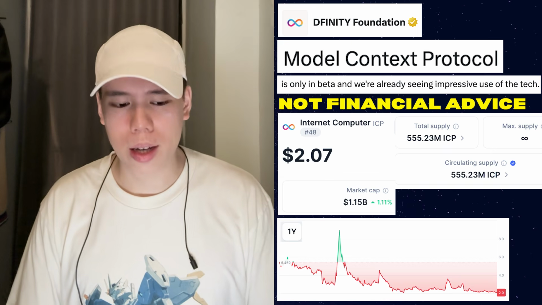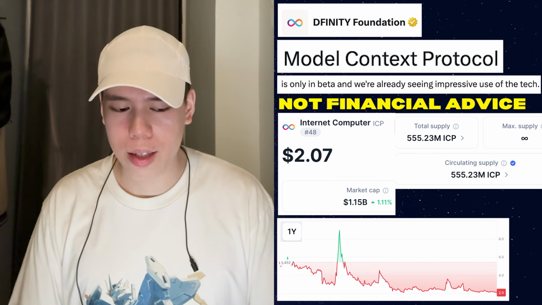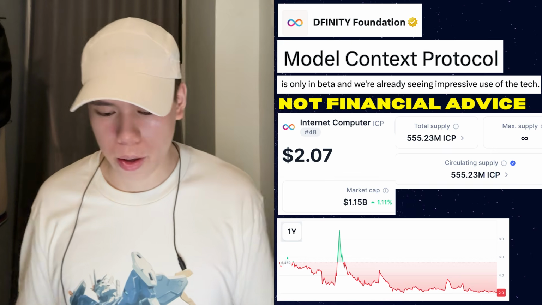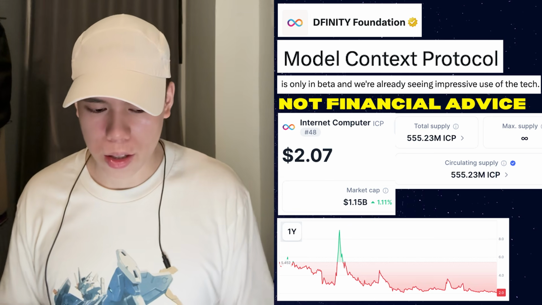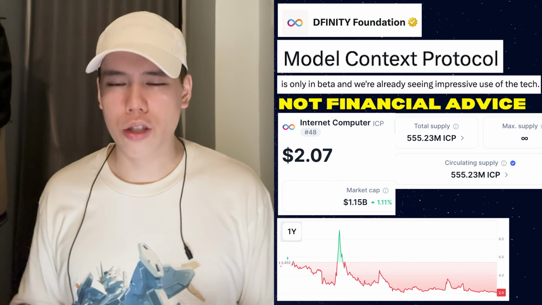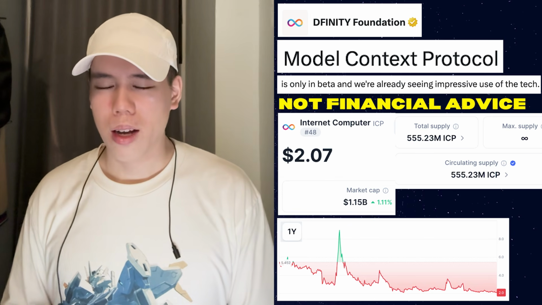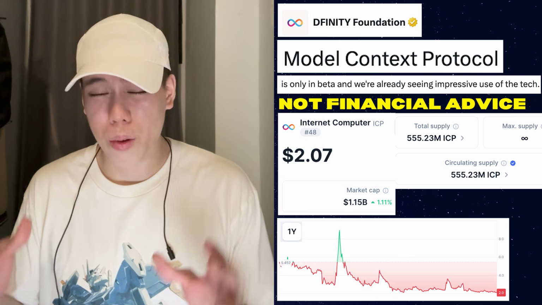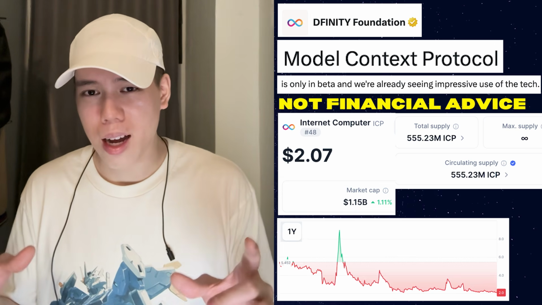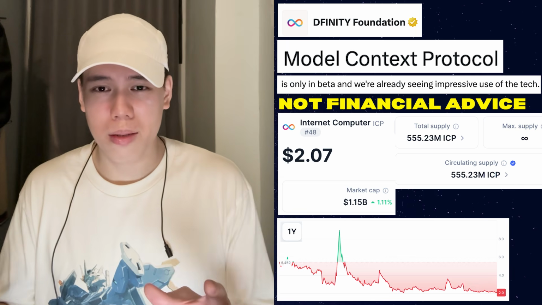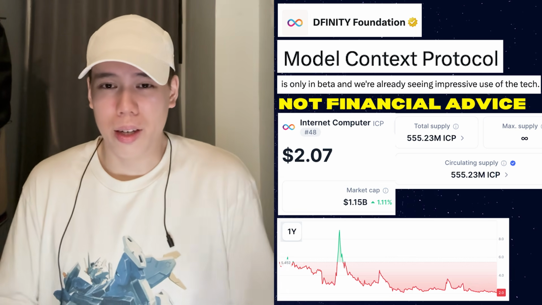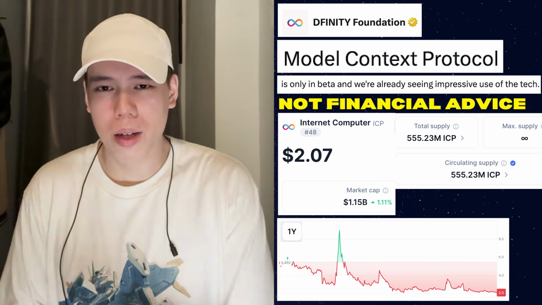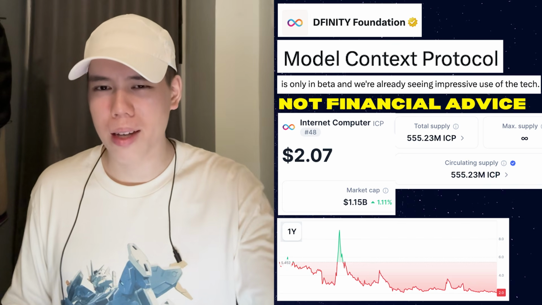However, even besides all that, seeing Dfinity talk about how the model context protocol, even in the testing phase, has gone so well, that to me showcases how, if it's gone so well even in the testing phase, that could give a hint and a clue as to how the full-on launch could be soon. So I like seeing how they made that post.